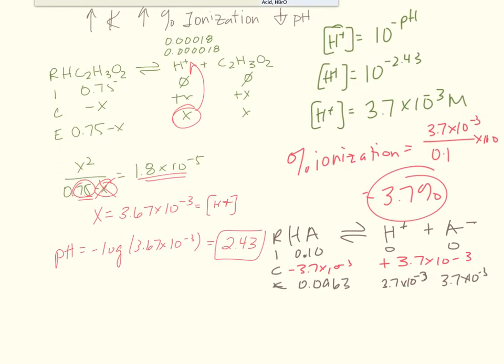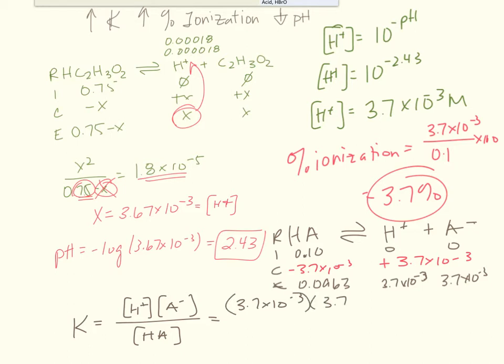So then to find K, it's going to be the concentration of H times the concentration of the conjugate base divided by the concentration of the acid at equilibrium, and that's going to be 3.7 times 10 to the negative third times 3.7 times 10 to the negative third divided by 0.0963. And so that's going to be 1.4 times 10 to the negative 4.